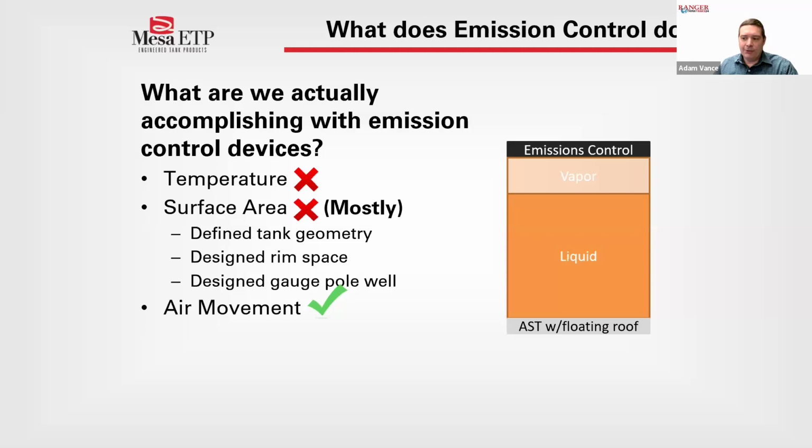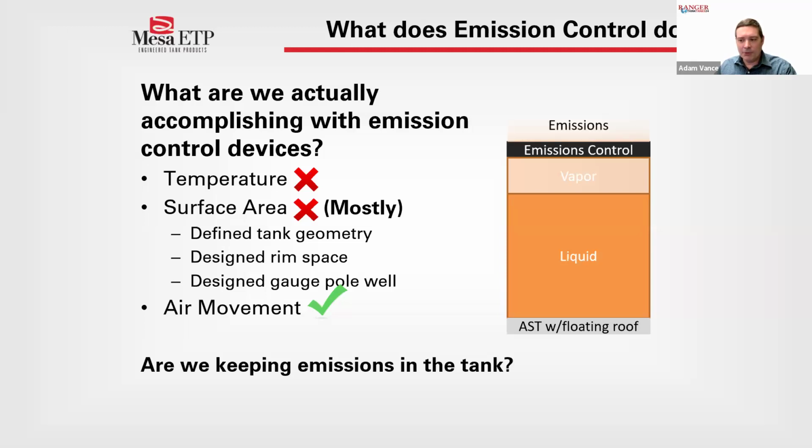These emissions control devices are limiting the wind and air movement that is trying to reduce the saturation of the air above the liquid surface. In doing so, we limit the emissions release and lower the emissions footprint for the storage tank. The primary method of emissions rate reduction is through blocking or significantly reducing air movement. So we may think that we are keeping emissions in the tank with our emissions control devices, but after understanding the variables that impact volatility, are we really keeping emissions in, or are we just keeping the air out?